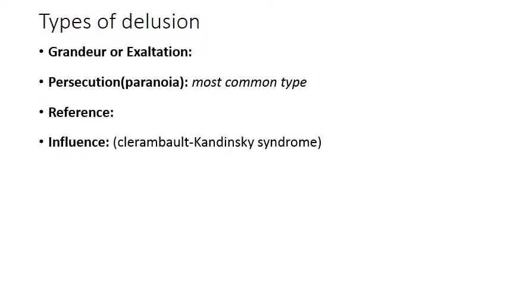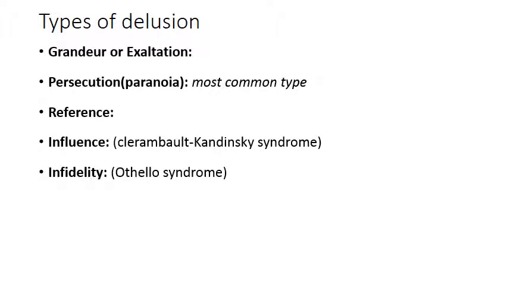In delusion of influence, which is also called Clerambault-Kandinsky syndrome, the person believes that his thoughts, his actions are being influenced by some outside agency, and because of that he may not be able to control his actions, thoughts or feelings. He also says that his thoughts, actions or feelings are controlled by an outside agency by means of telepathy or by hypnosis. That is delusion of influence.